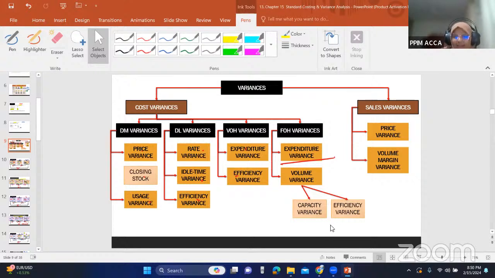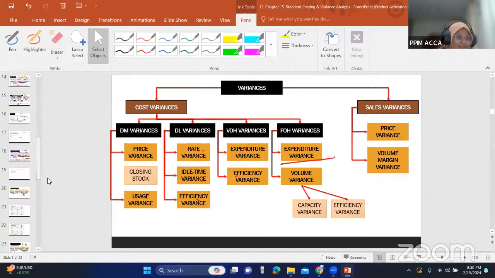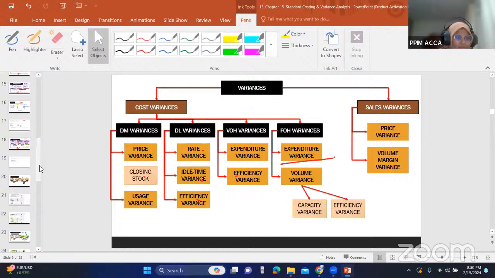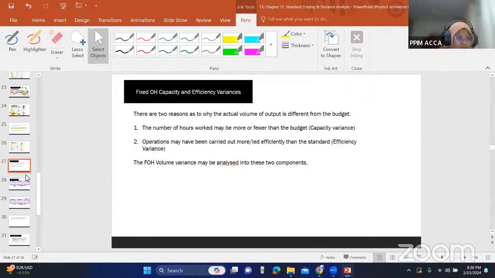Good thing here again is if you're doing marginal costing, then there's no way to calculate capacity efficiency because volume variance itself is not there. But if you're using absorption costing, then the volume variance will be there. So you might have to calculate the capacity and the efficiency as well. Okay, so you can just go through this. I'll just read it for completion.